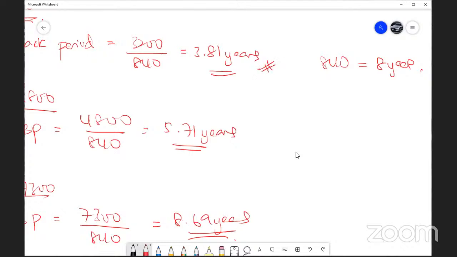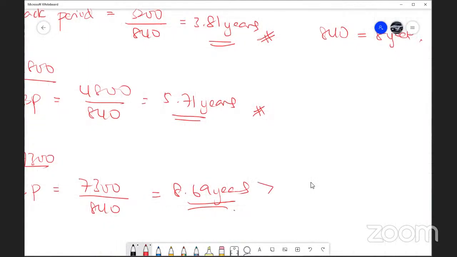yes. Okay. This is very good. That means you get back your payback period in 3.81 years, very fast. All right. B is also 5.71 years. But this one, 8.69 years, already exceeded 8 years. This one means no payback.